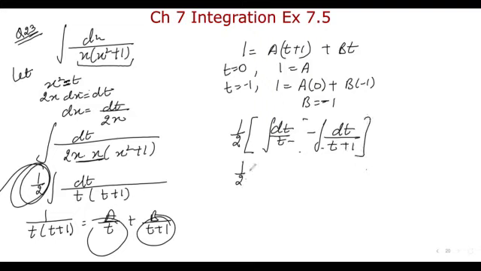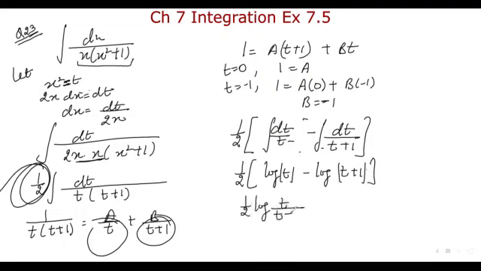This is 1/2, log of t minus log of t plus 1. Log a minus log b is log a upon b plus c. So this is 1/2 log, t is x square, so x square upon x square plus 1 plus c. This is the answer.